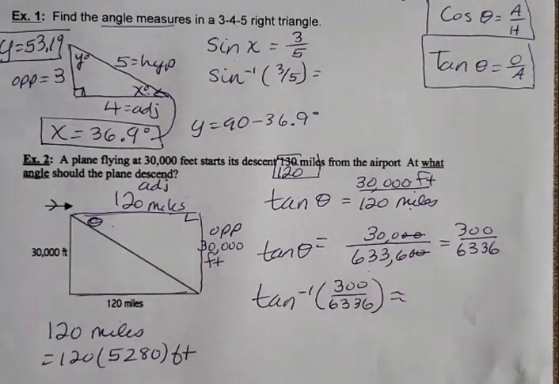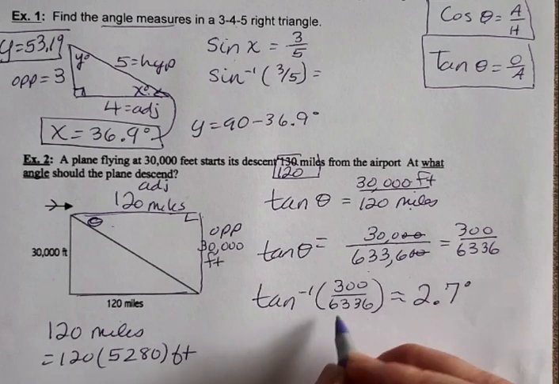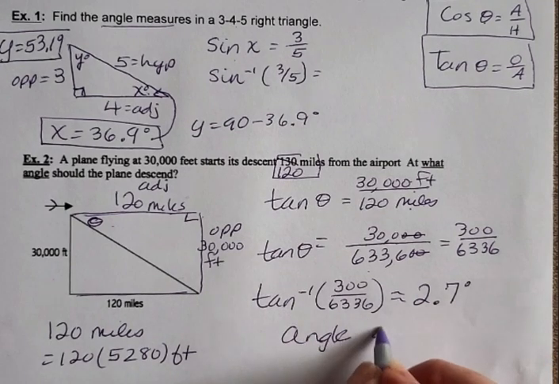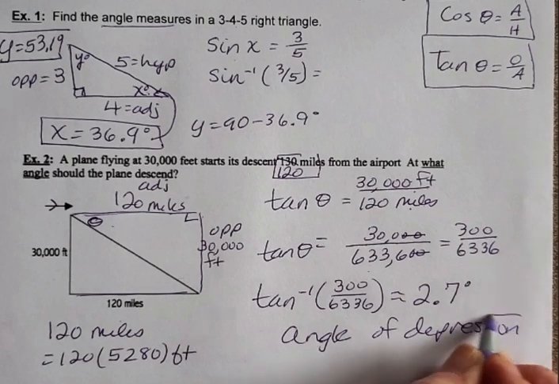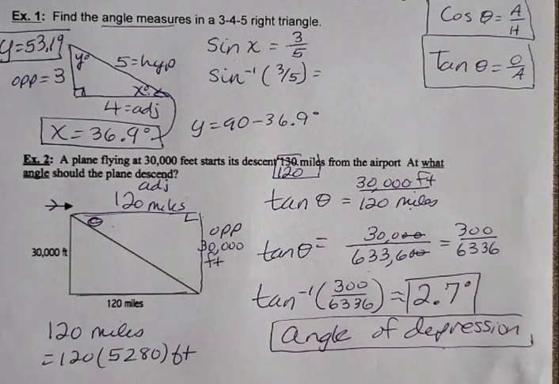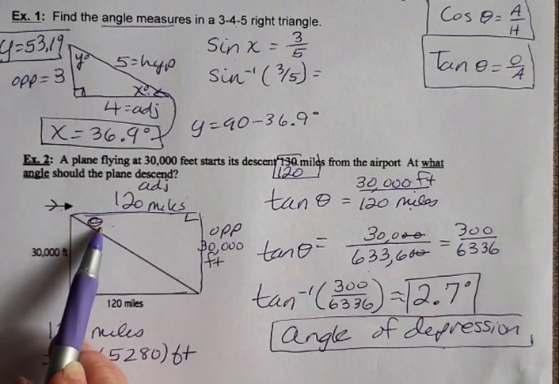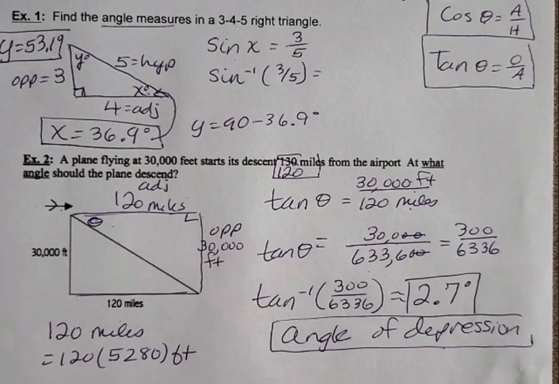And that's going to give me approximately, you know how to do the tangent inverse. So the tangent inverse of that is going to be about 2.7 degrees. A very, very small angle of depression here. I'll write that down. That's the angle of depression, angle of descent it's sometimes called, but it's 2.7 degrees, not 27 degrees. And it should be a pretty tiny angle. Since it's an airplane descending, we would not want an airplane descending at a very large angle. That would not be good for the passengers on board.